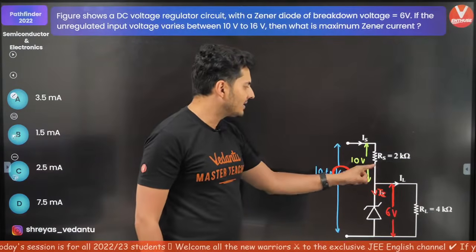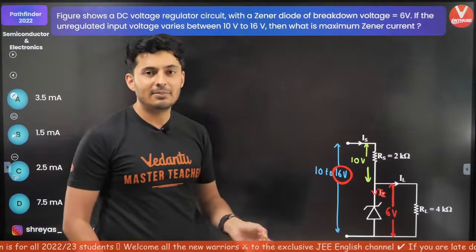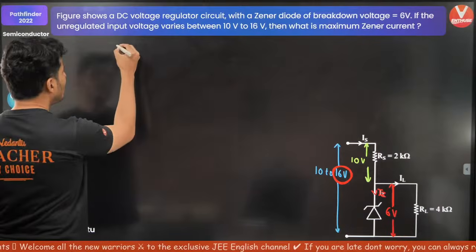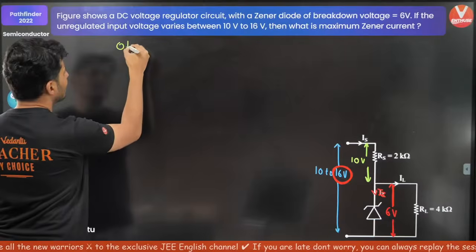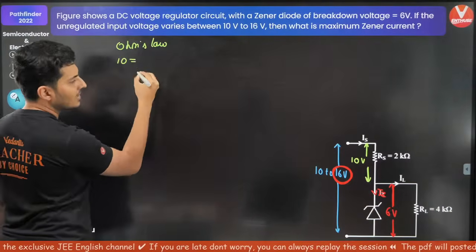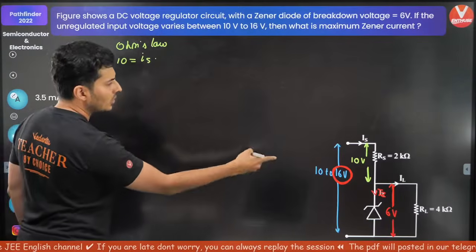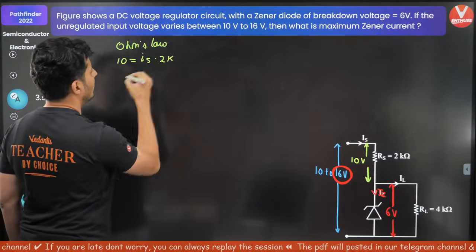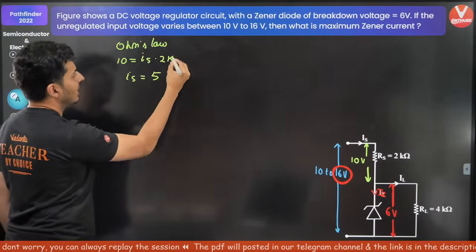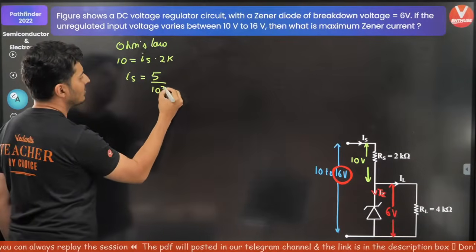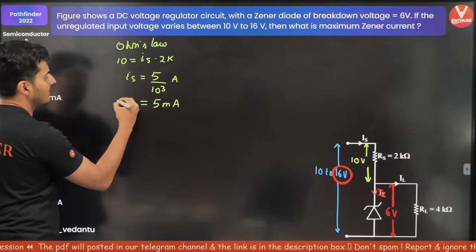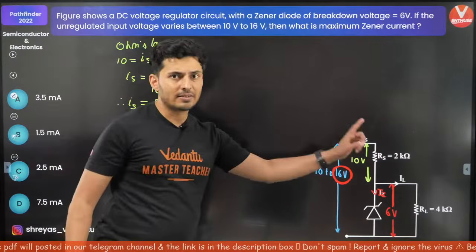If I find out Is and IL, I can find out Iz by Kirchoff's current law. That's it. So how much is Is? I can do that using Ohm's law. V, which is 10, is equal to Is into resistance, which is 2 kilo ohm. So Is will be 10 by 2, that's 5, and kilo comes below, which means 10 to the power 3 comes below. This is amperes, so this will be 5 milliamperes. So that's the current through this resistor.